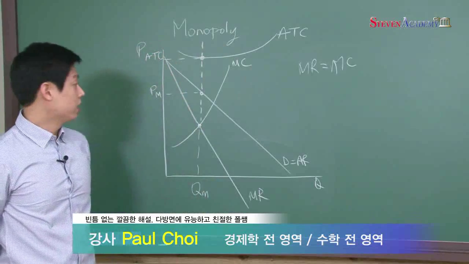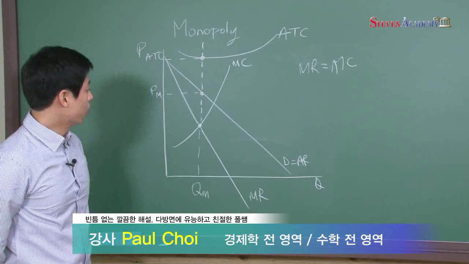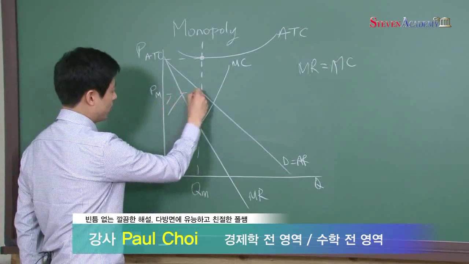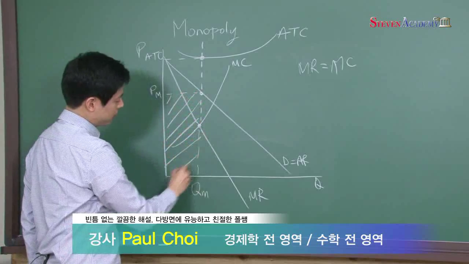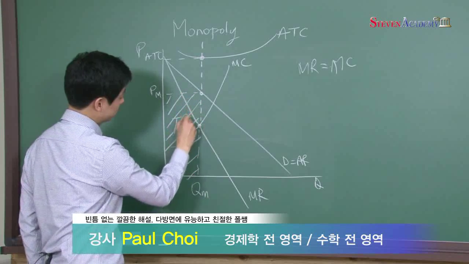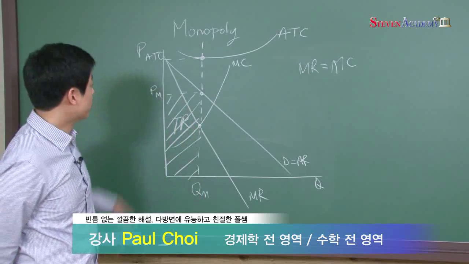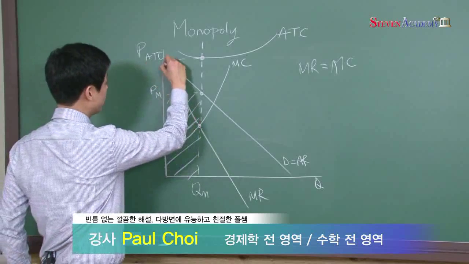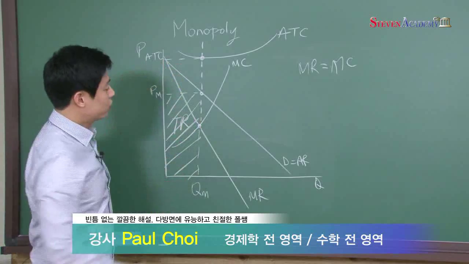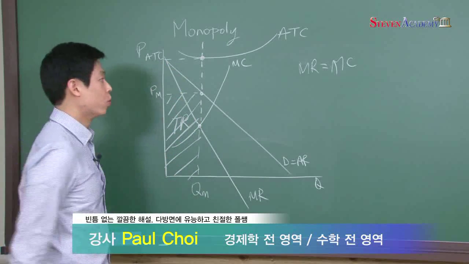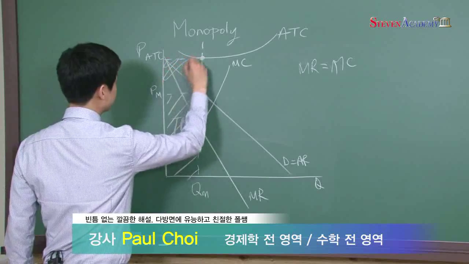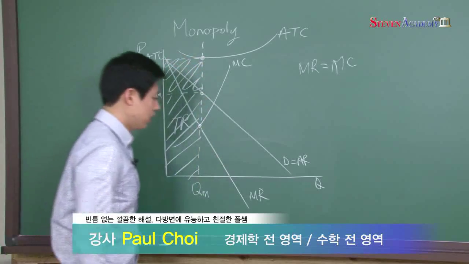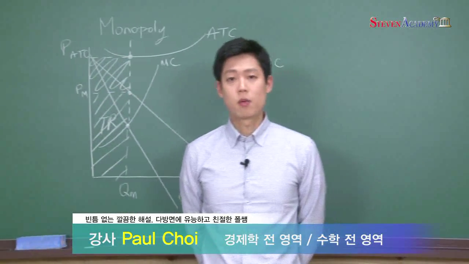Now, our analysis is almost nearly complete. So P of M times Q of M will give us total revenue, and it's represented by this area here. Total cost will be just average total cost times quantity monopolist, and will give you an area that is much bigger. Now, if you subtract total cost from total revenue, we get our area of losses, which is this box up here. So that concludes a very simple explanation of the monopoly graph.